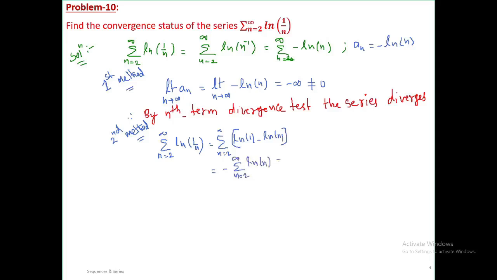Then expand the terms. What will we get? This will be minus of ln 2 plus ln 3, plus and so on. All these are positive terms, but we keep on adding, therefore this will be infinity. So overall it is minus infinity. Without any calculations, directly the sum is minus infinity. Therefore the series diverges. That's it. This is the second method.